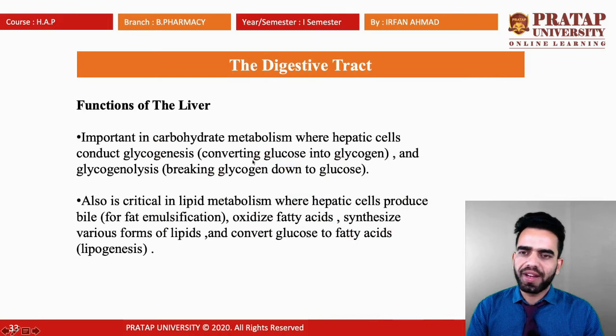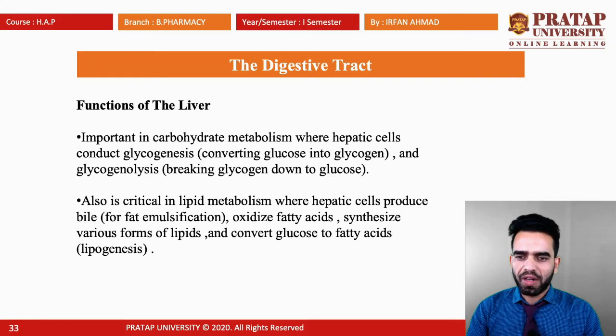So now the functions of the liver. The liver is important in carbohydrate metabolism via the liver cells, that is hepatic cells. These conduct either glycogenesis, glycogenolysis or lipogenesis. Glycogenesis means converting glucose into glycogen. Glycogenolysis means breaking glycogen down to glucose. And lipogenesis means converting glucose to fatty acids. This all is the function of the liver.